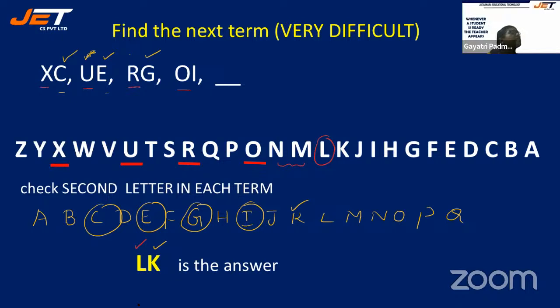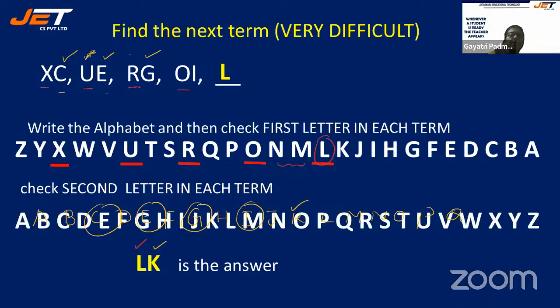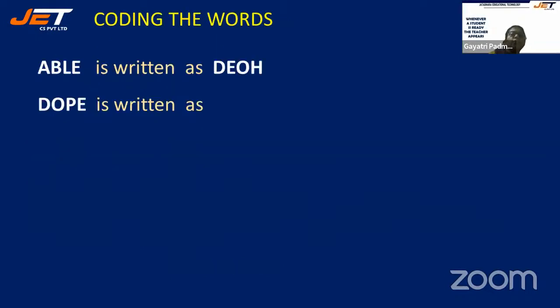So in this concept, there are two letters. The first letter is backward thinking. The second letter is forward thinking. Fine? Yes. So I'm sure you would have understood this. With this, we are moving on to the next one.